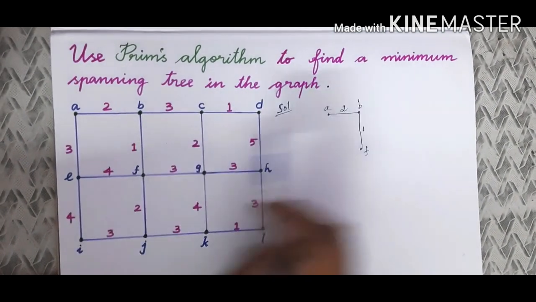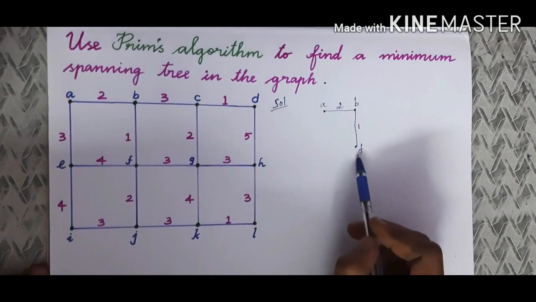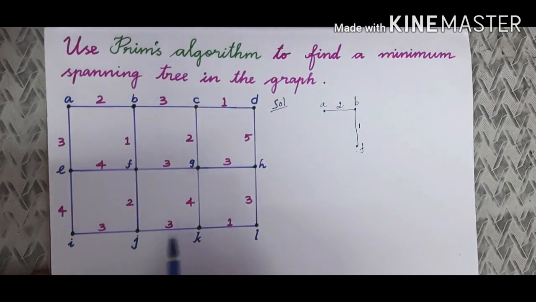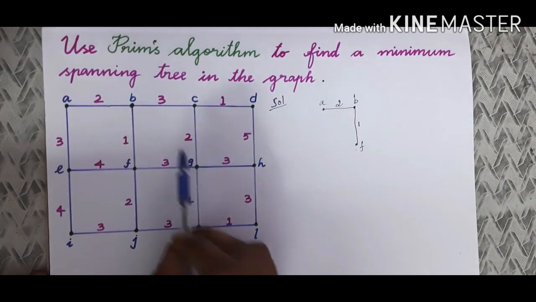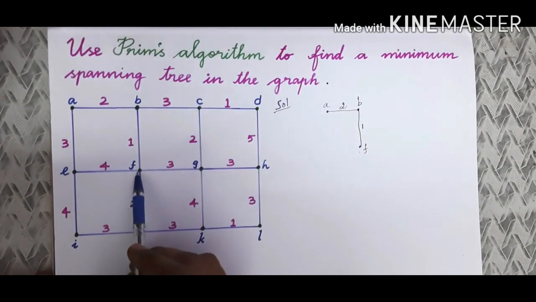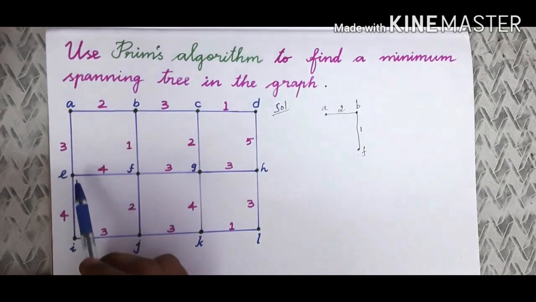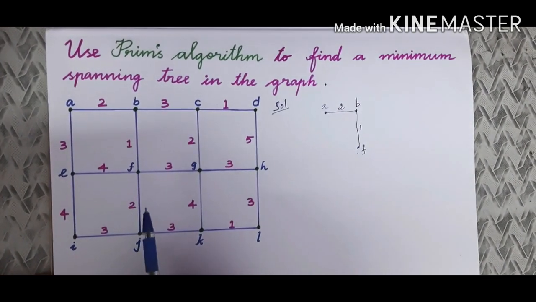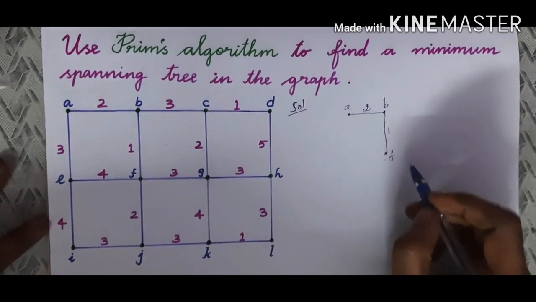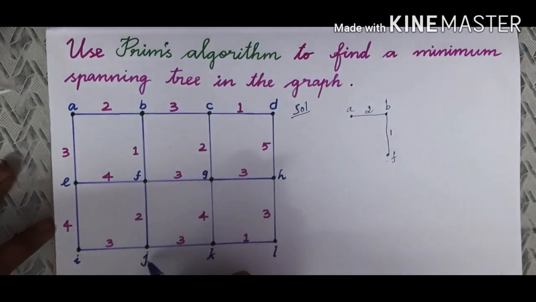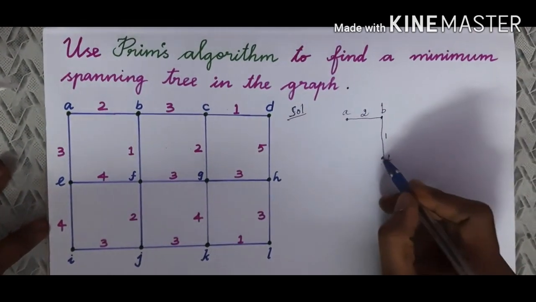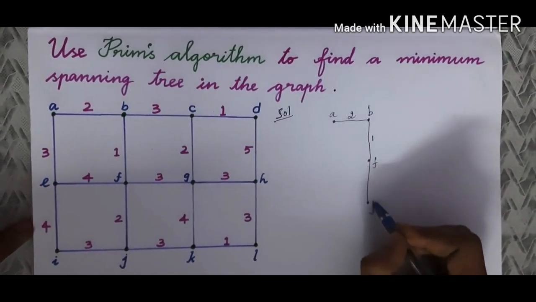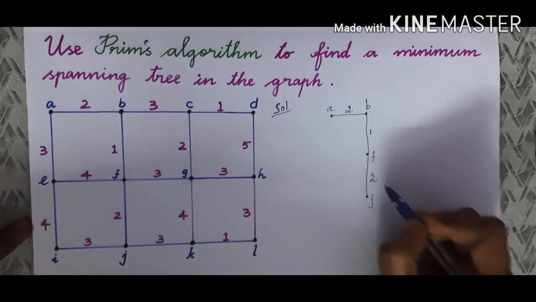So now we have A, B and F. So now from here you can either go to G or C or E or J, but the minimum weight is going to J with weight 2. So I choose J with weight 2.